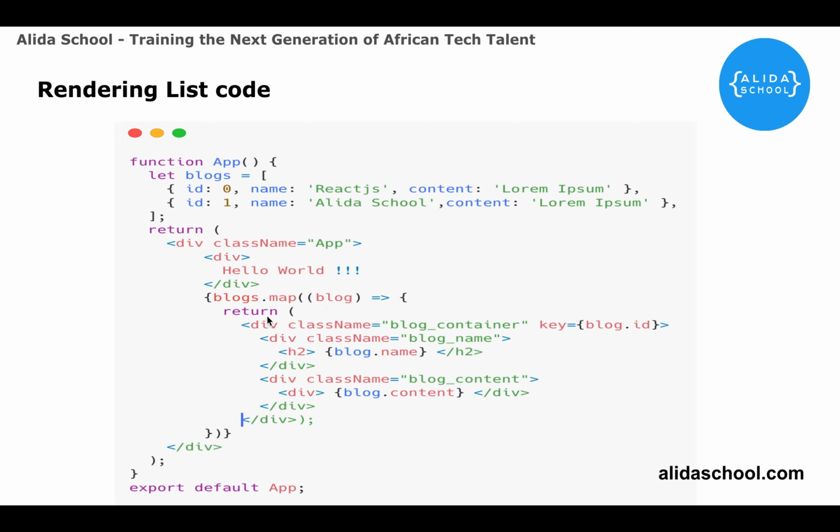Now we are going to be returning a whole HTML syntax, and by so doing, you're using the return keyword to return a div tag that has a className of blog container. Assuming in the near future you'd like to style your blog containers and everything, you include the class of that particular div. Now this key is very important as it helps React keep track of each of the elements in your list that you're rendering.